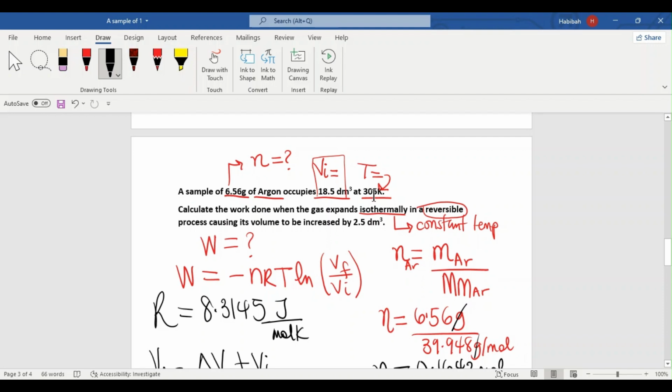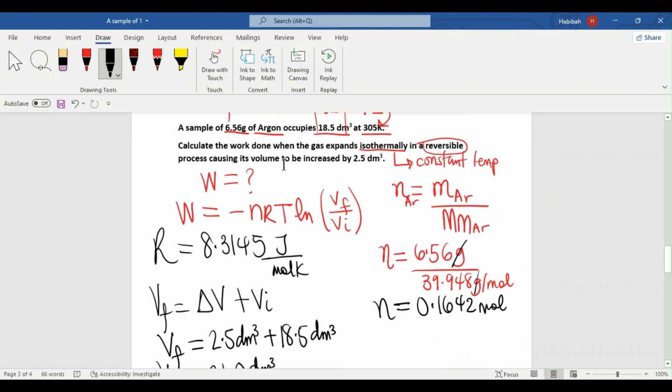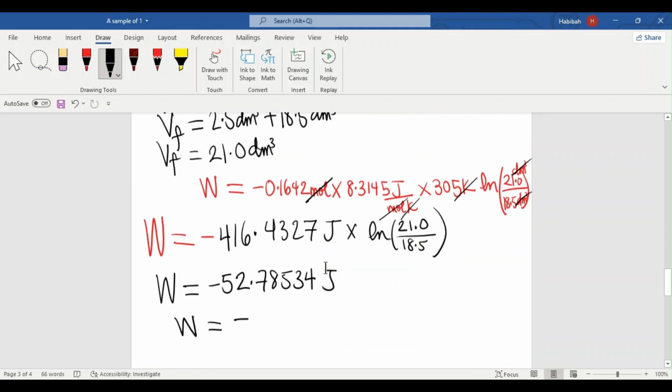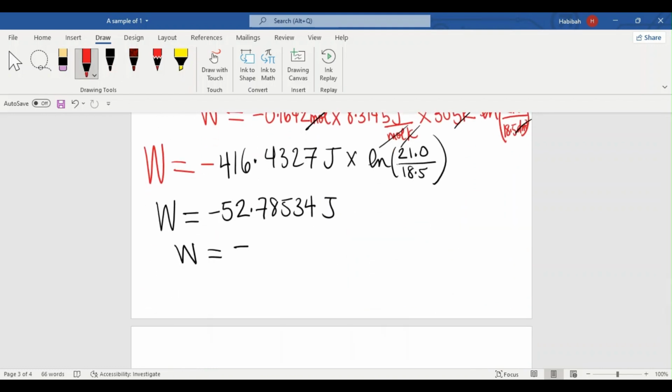So you have three sig figs for the mass, three for the initial volume, three for temperature, and the final volume, when you add it to the initial volume, you end up with 21.0. That's also three sig figs. So in chemistry, your calculation, you have to round it to the sig figs that you're supposed to be using. So we are supposed to be using three sig figs here. So that's going to be negative 52.8 joules. So this is basically the work done for this question.